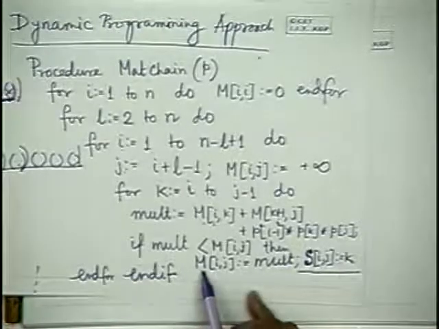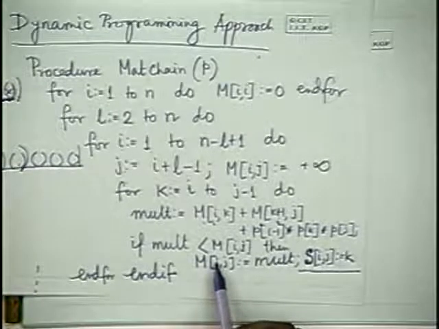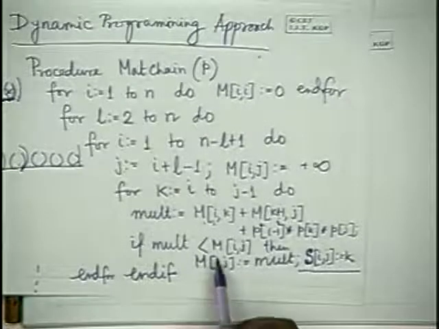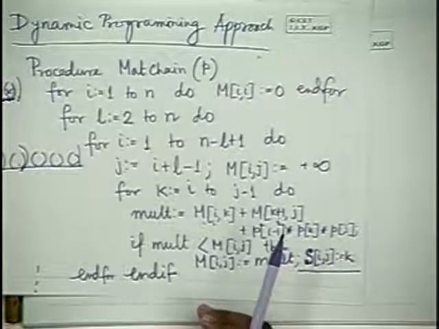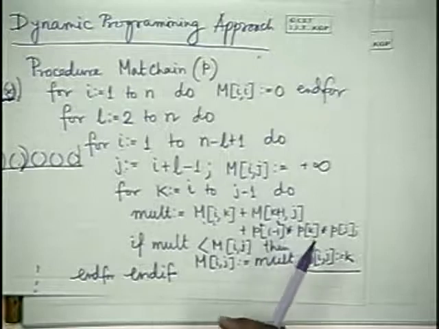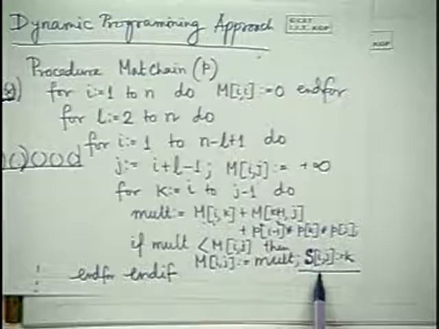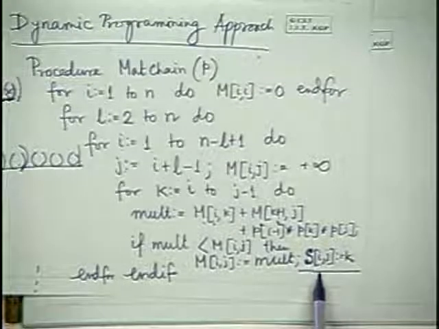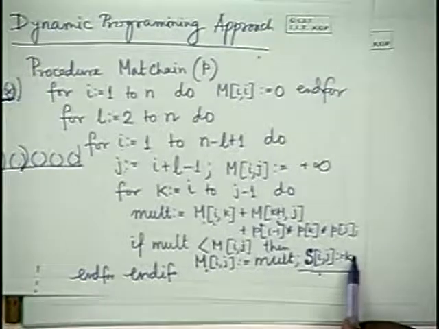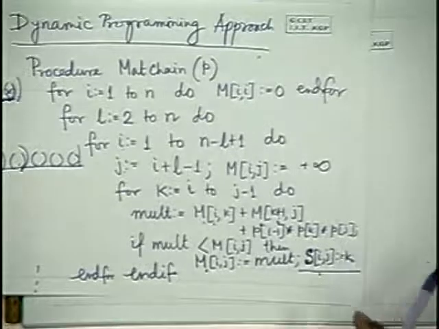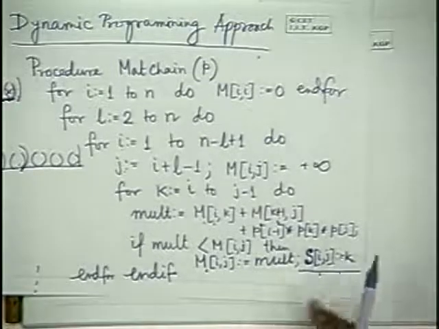Every time you are doing this Mij is equal to mult, that means you are updating the value of Mij. What you want to keep track of is which value of K, where you are cracking it, gives you the minimum. That's what is ultimately needed to produce the actual parenthesization, and exactly that's what you are doing. Sij you are putting in K. So whenever you are updating Mij, that time you are putting the value of K so that it tells you where you are cracking this sequence Ij. So once you remember that one, finally you can reconstruct this entire parenthesization.